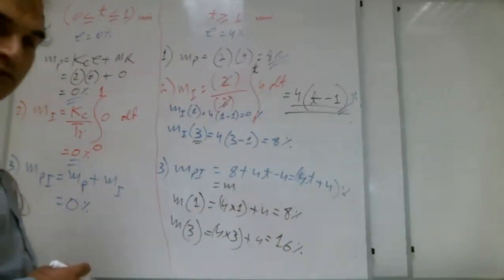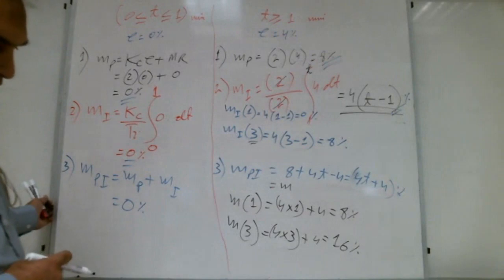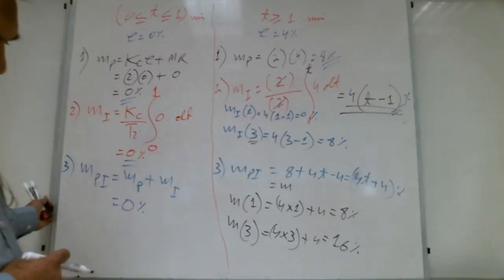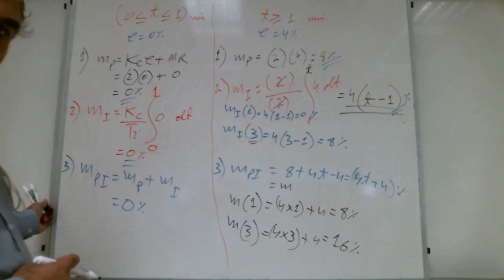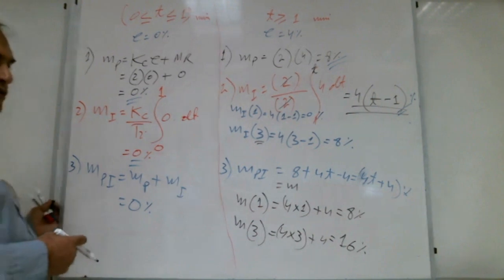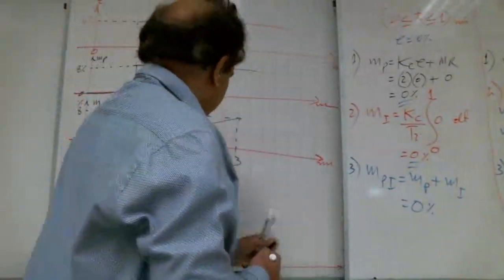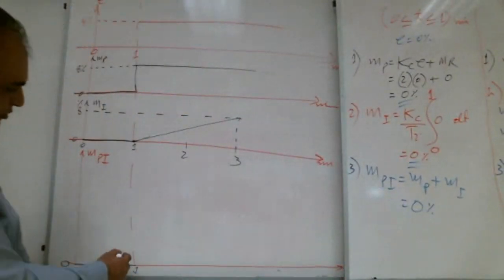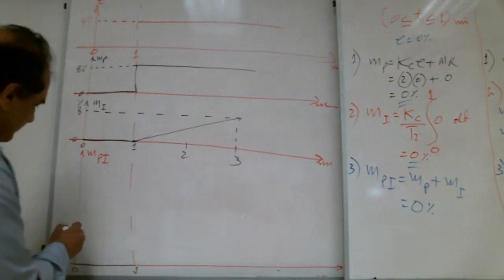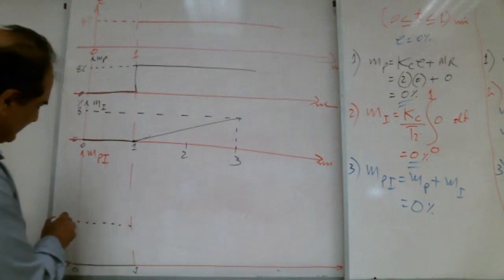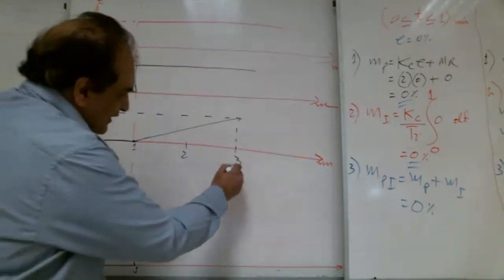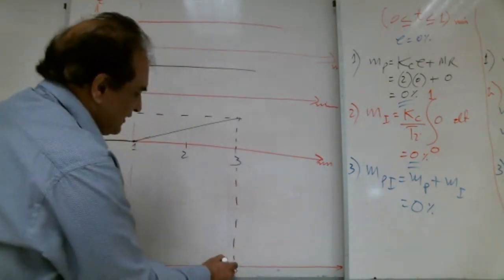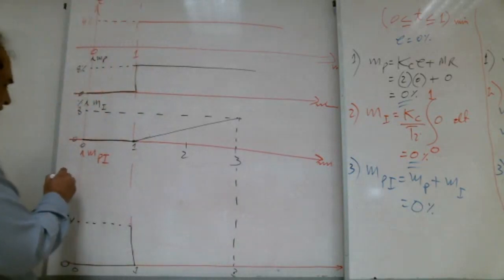And we get 100, teacher. Sorry? Why are you going to 100? Because I want to. It becomes 8%, Shabab. At 1, it becomes 8%. It goes to 8. And at 3, it becomes how much? 16%.